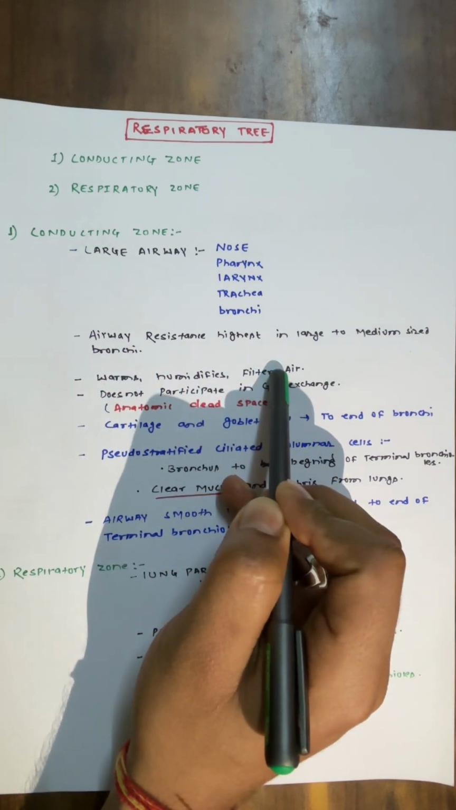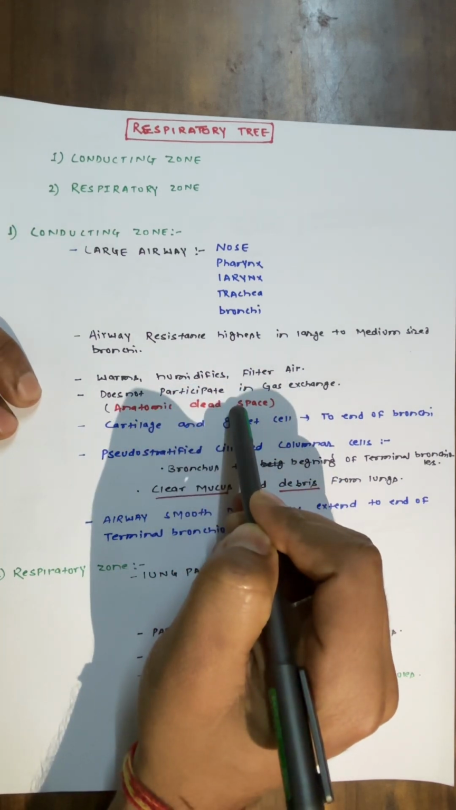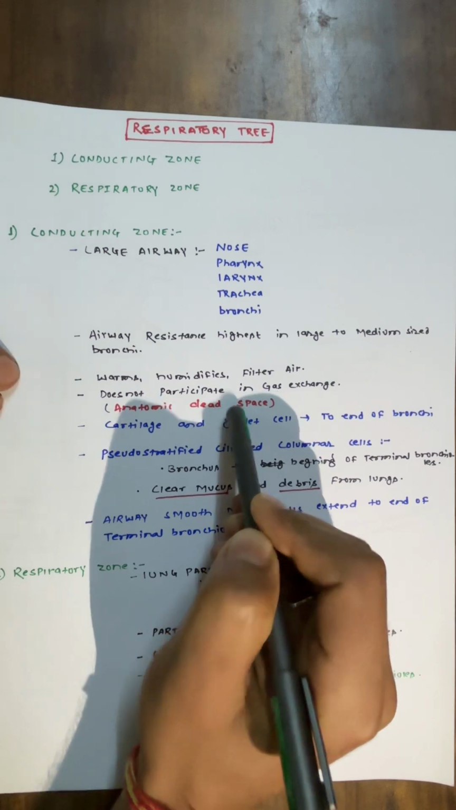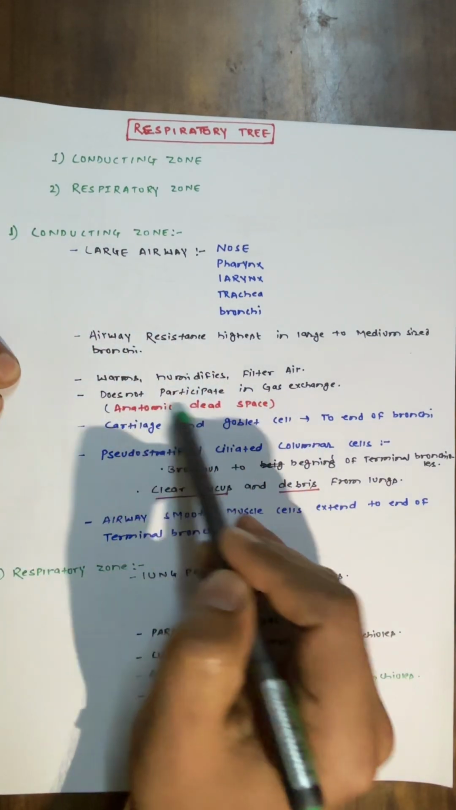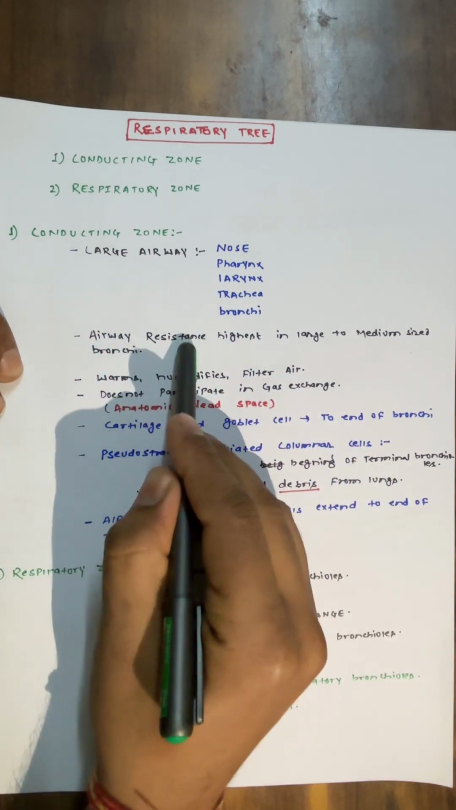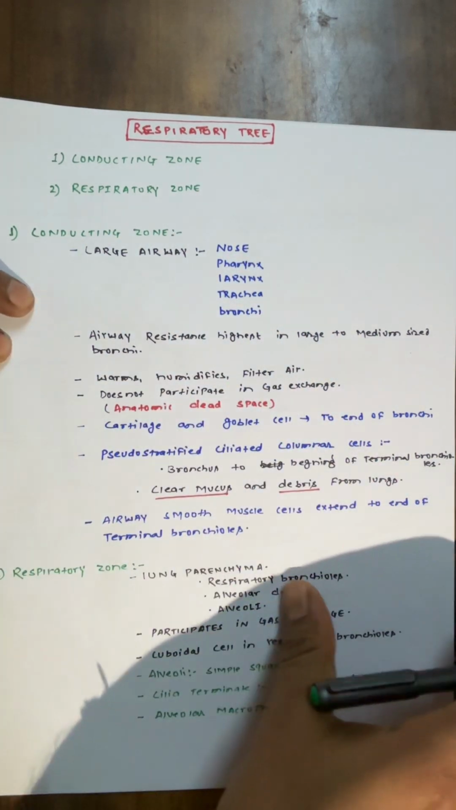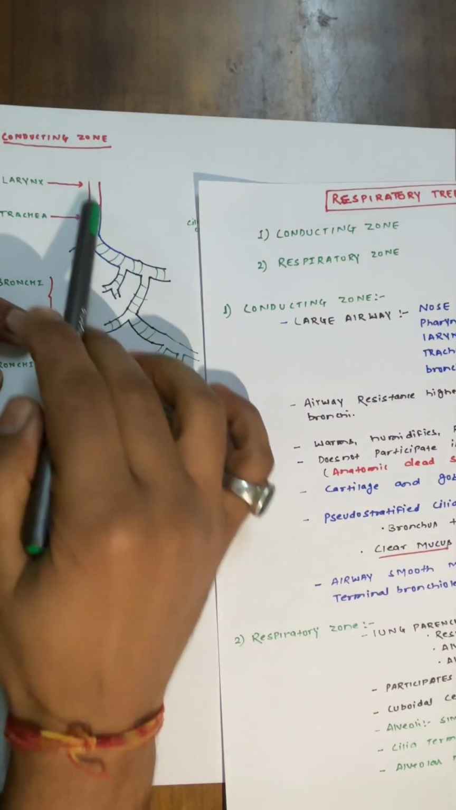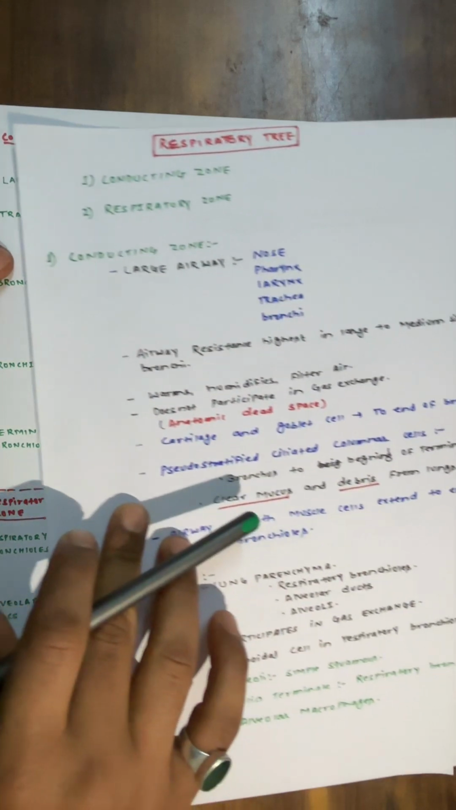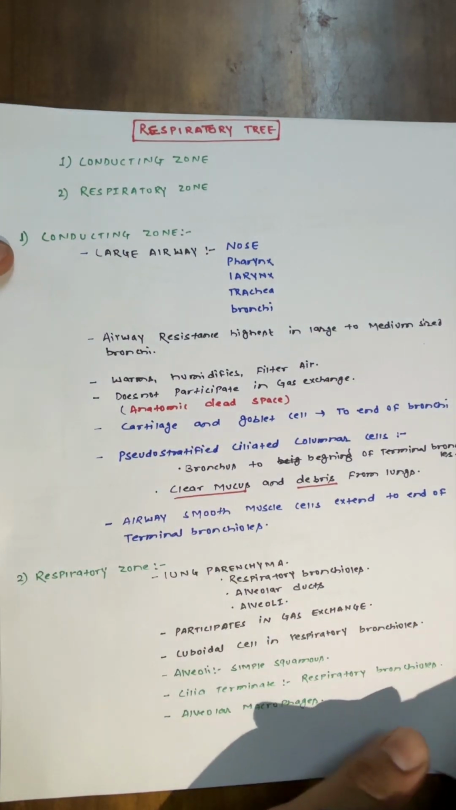The second important thing about the conducting zone is anatomical dead space. Crucially, this zone doesn't participate in gas exchange. That's why the conducting zone is also called anatomical dead space. Now, talking about airway resistance, you might be surprised to learn that the resistance in this pathway is highest in the large to medium size bronchi, not the smallest ones.